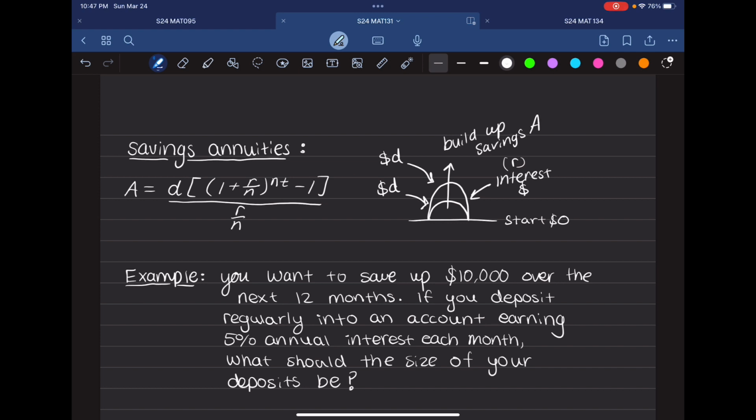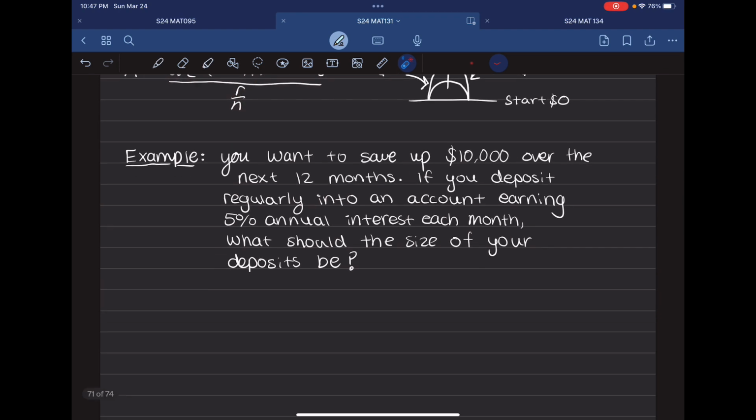And A is going to be the amount that we have in the account after however long we've been saving up, right? So this is the general concept of a savings annuity. We're depositing money into the account, growing the savings, and interest is also accumulating money in the account, right? And so we have this formula where the amount in the account at the end of our savings is equal to D, the amount that we're depositing each period, times the quantity 1 plus R over N raised to the N times T, minus 1, all divided by R over N.